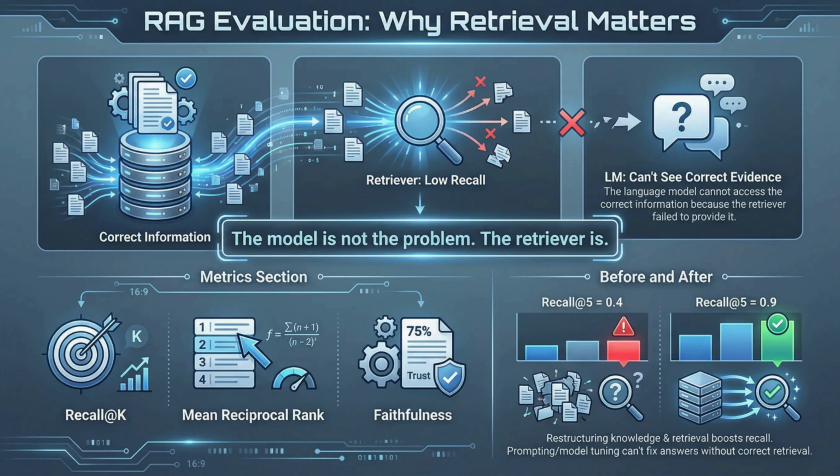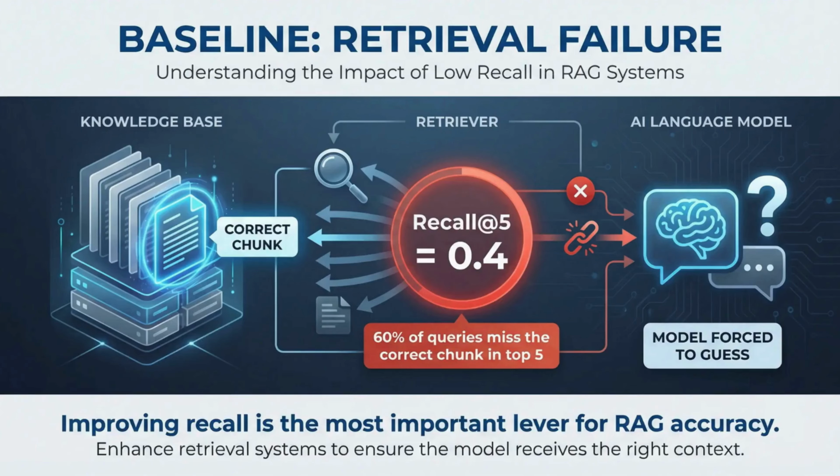The correct information exists in the knowledge base, but the retriever fails to bring it into the top results. When that happens, the language model never even sees the right evidence. And once that happens, no amount of prompting or model tuning can fix the answer. In this video, I'm going to walk through how I improved recall at 5 from 0.4 to 0.9 by only changing how knowledge is structured and retrieved. Let's start with the baseline.